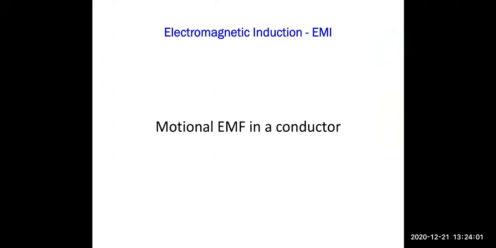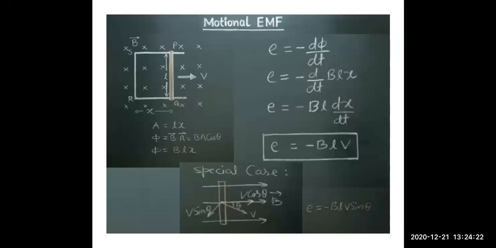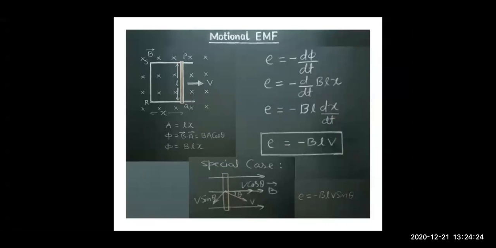Motional EMF means EMF which is produced due to motion. So as we know, children, when EMF is produced due to the motion of the conductor, it is known as the motional EMF, right? So here we are going to calculate the magnitude as well as the direction of the motional EMF.